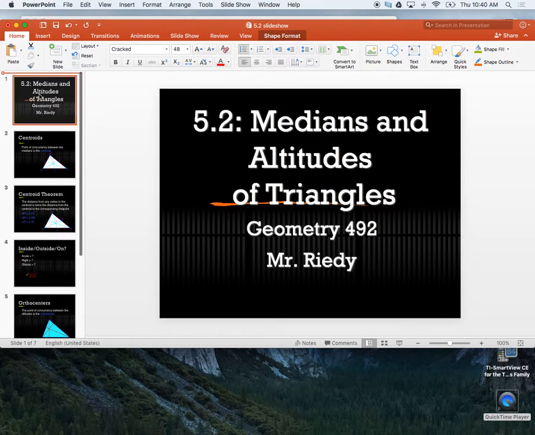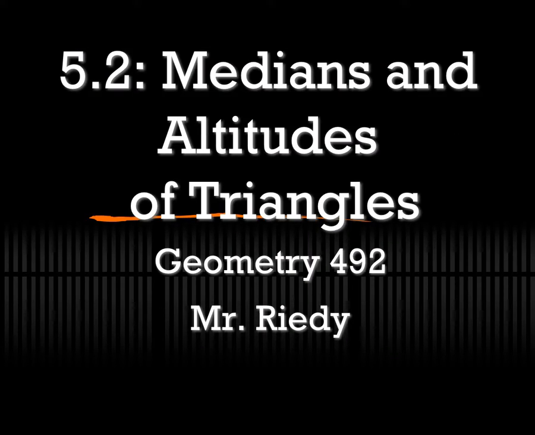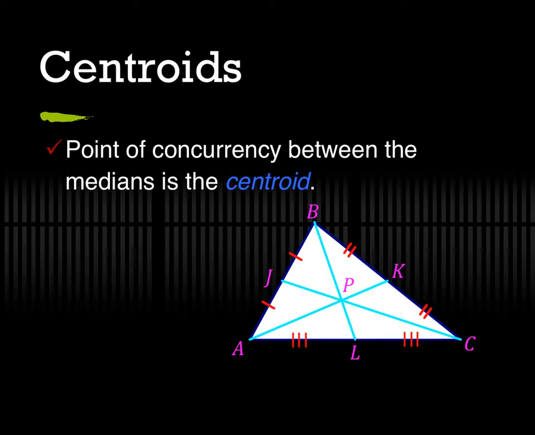Second day is the two other centers. The process happens again in that I'm going to introduce you to two new lines, and each of those two lines will form a point of concurrency. So the first one is called a median. Let me define a median first before we get to centroid.